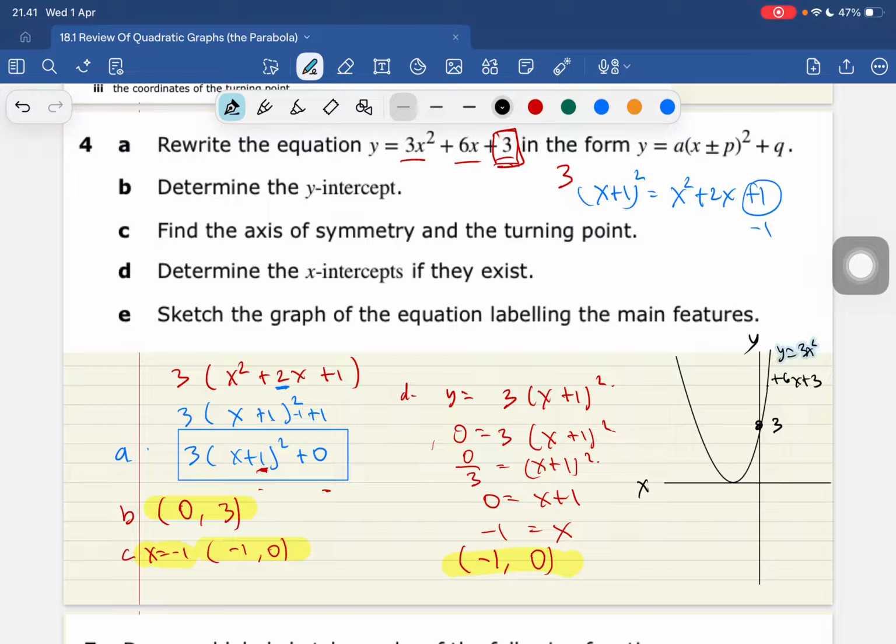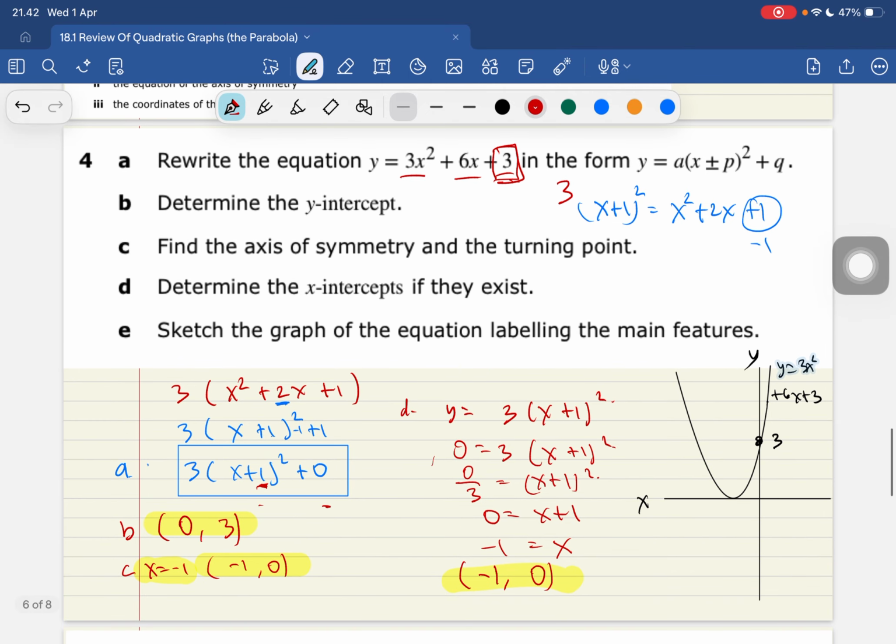Then what other information can we get? For B, the y-intercept, we got it. And then here is the axis of symmetry, which is x equal to minus 1. Here the turning point, minus 1 and 0. D, the x-intercept, here the x-intercept, minus 1 and 0. So we got the x-intercept.